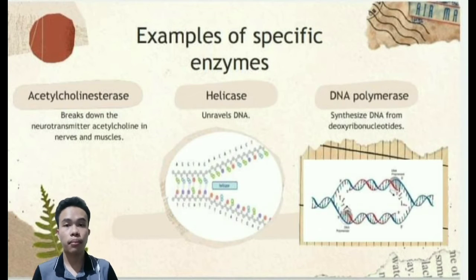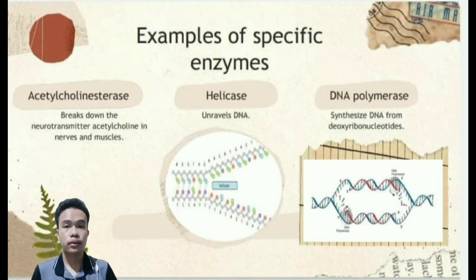Acetylcholinesterase, an enzyme primarily found at postsynaptic neuromuscular junctions or in the middle of the fiber. It breaks down the neurotransmitter acetylcholine in our nerves and muscles. Helicases are molecular motor proteins that manipulate our DNA and RNA. Their main function is to unpack an organism's genetic material.